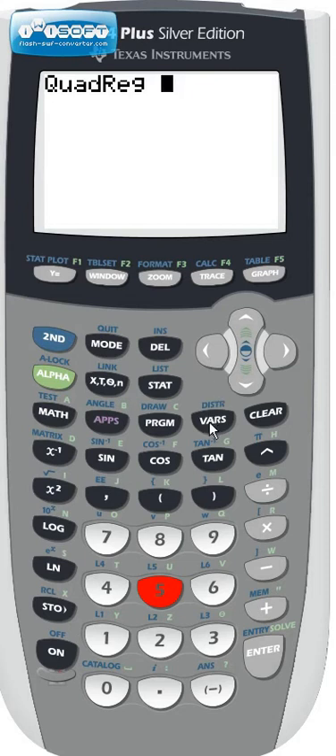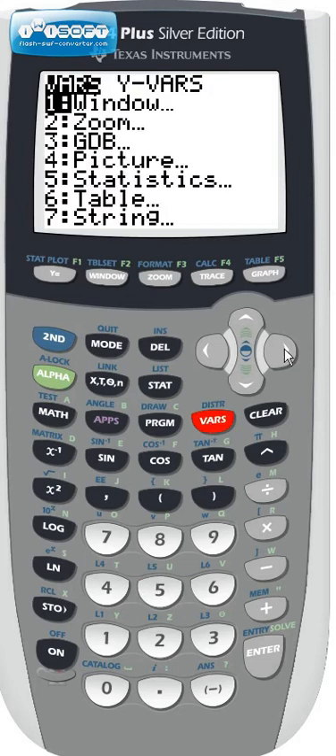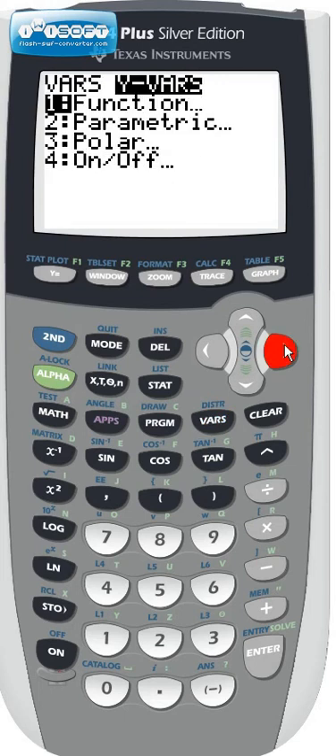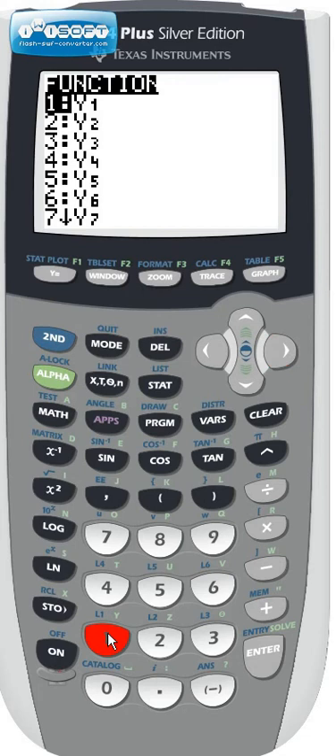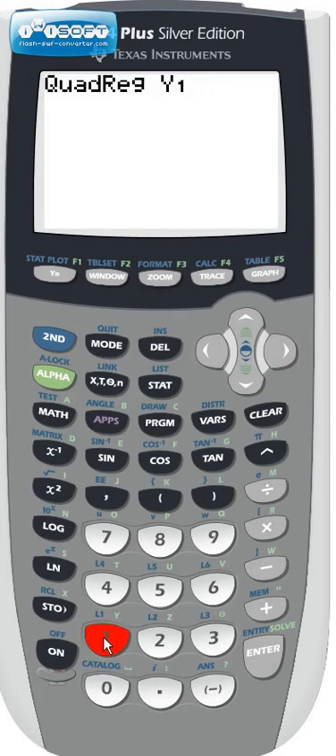So I press vars, use my right arrow to go over to y vars, select number 1 for function, and I want the regression model to go under y sub 1. Now I press enter. I'm telling the calculator do a quadratic regression and put those results into the y1.